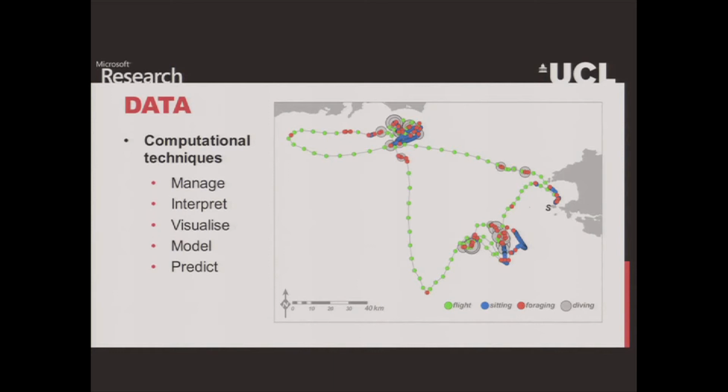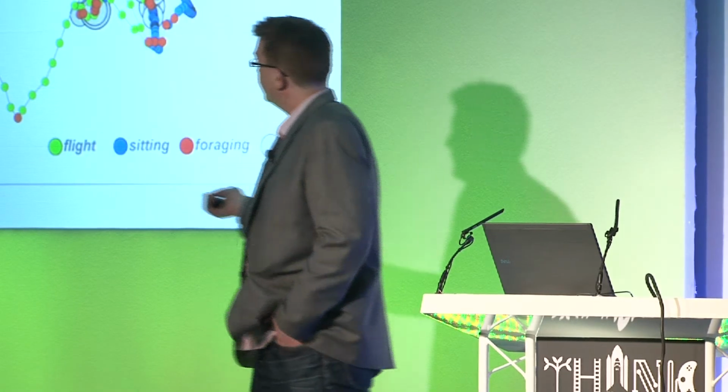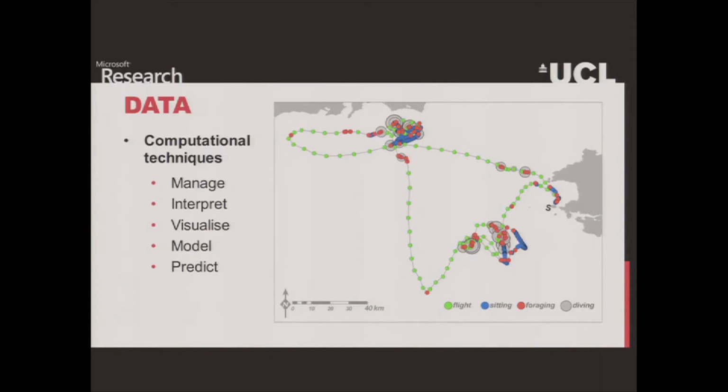So we try and use all the rich behavior we get, not just to talk about position, but to talk about behavior. So here we've overlaid our prediction, what we assume the bird is doing, given the data we have, about flight, foraging, and rest. And this gives us a much better idea about where they go, why they go there, and how important these areas are while they forage.